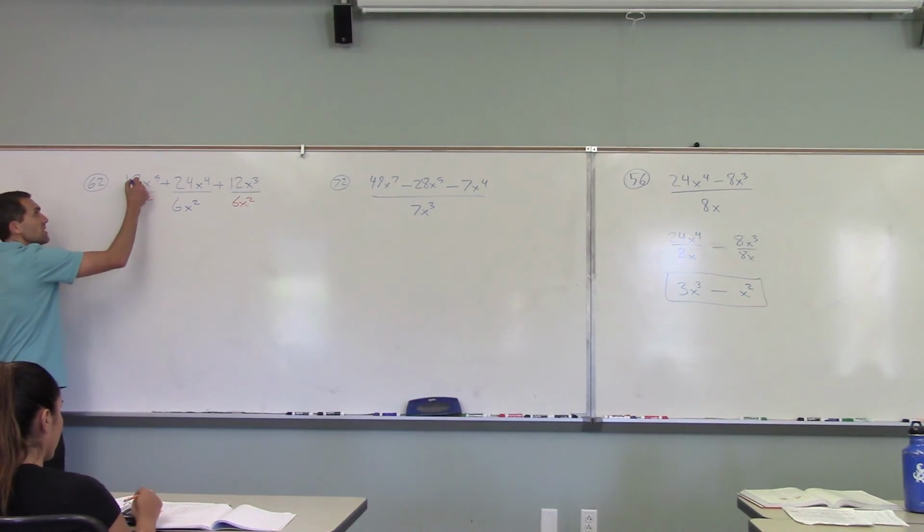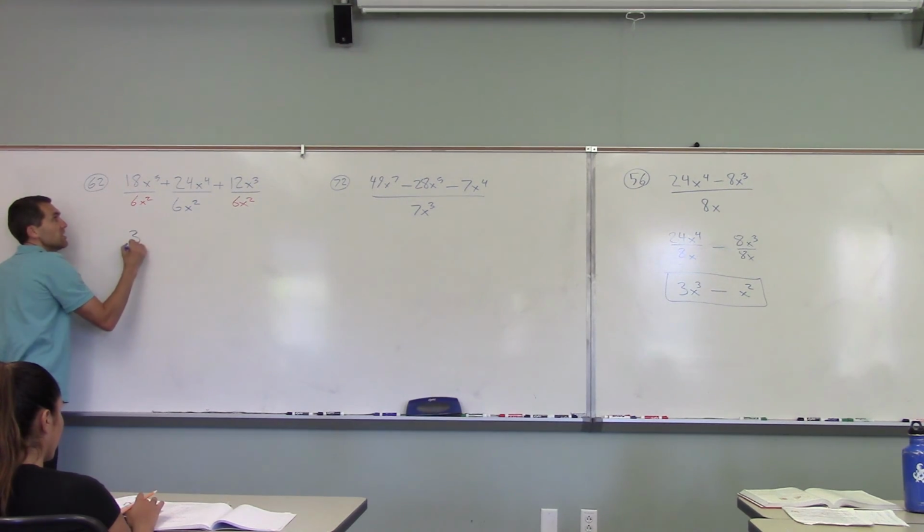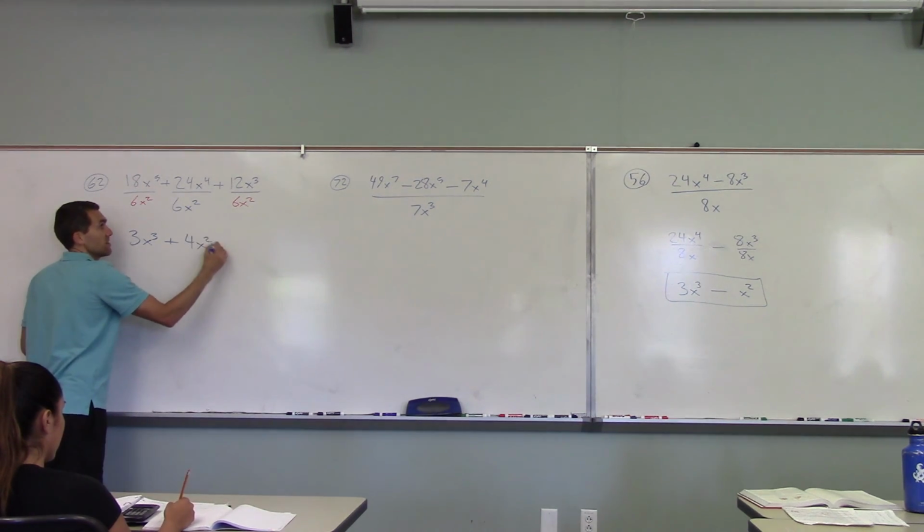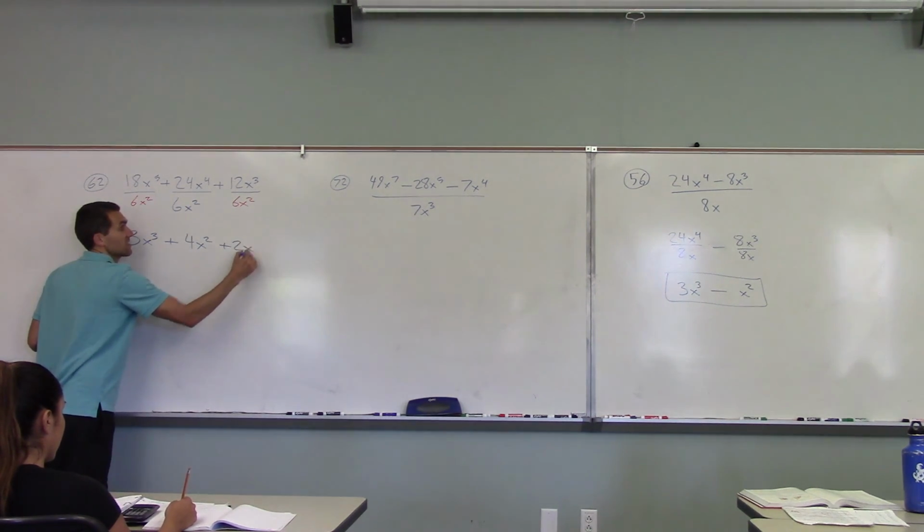Okay. All right, so dividing this, 18 divided by 6 is 3. 3x to the third. Keep it going. 4x squared. 2x. Exactly.